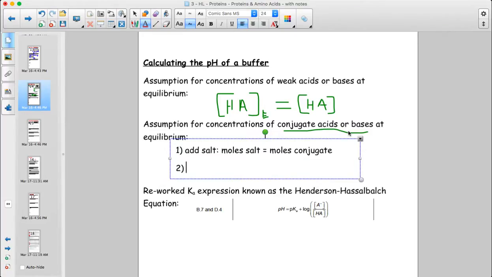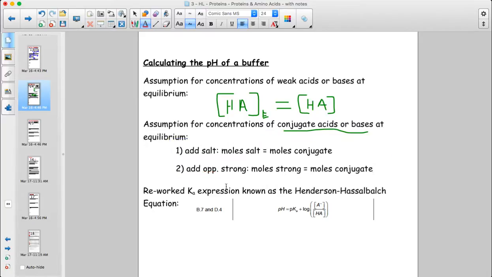If you choose to do it the other way by adding the opposite strong thing, so if you're starting with a weak acid and you add a strong base, then the moles of the strong thing are going to be equal to the moles of the conjugate, because the strong thing will completely neutralize a certain portion of the weak thing that it's reacting with, and that will all turn into conjugate. So the moles of the conjugate is either equal to the moles of salt that you're adding or the moles of the strong thing that you're adding.